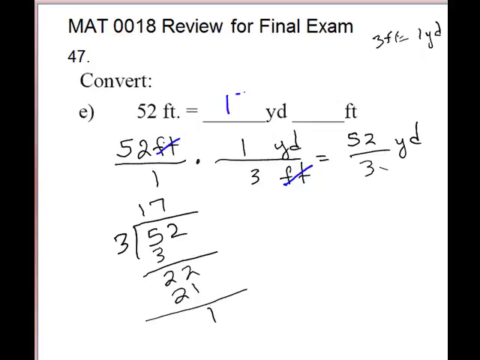The 17 is in yards. Our remainder is still in the other unit. It is still in feet. If we had carried out to a decimal, it would have been in yards, part of a yard. So we went this route just because of the format they gave us for the answer.